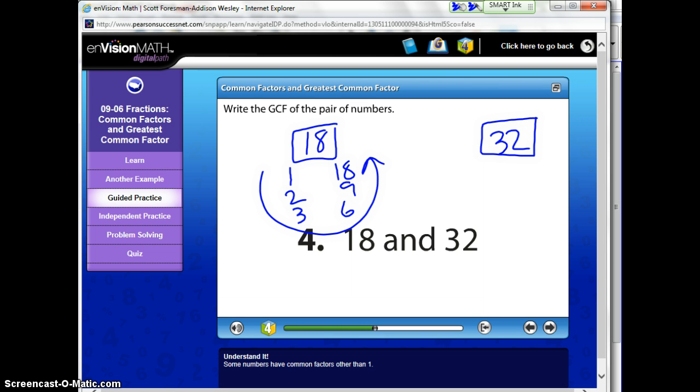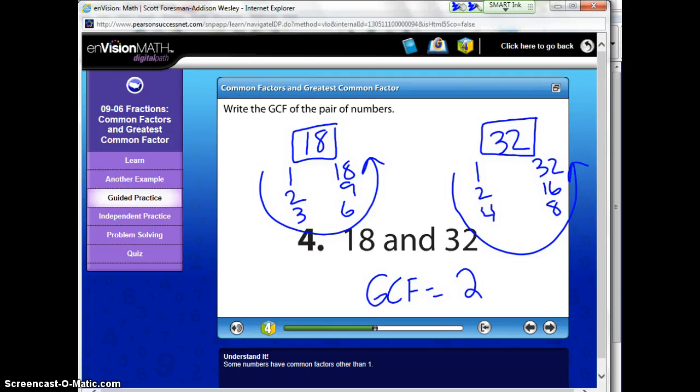How about the factor pairs for 32? Sky? That's it, right? Done. Okay. Now, my greatest common factor, the biggest number they both have in common is what? Aaron? That's it. It's just a 2. You would think that it would be something bigger, but it's not.